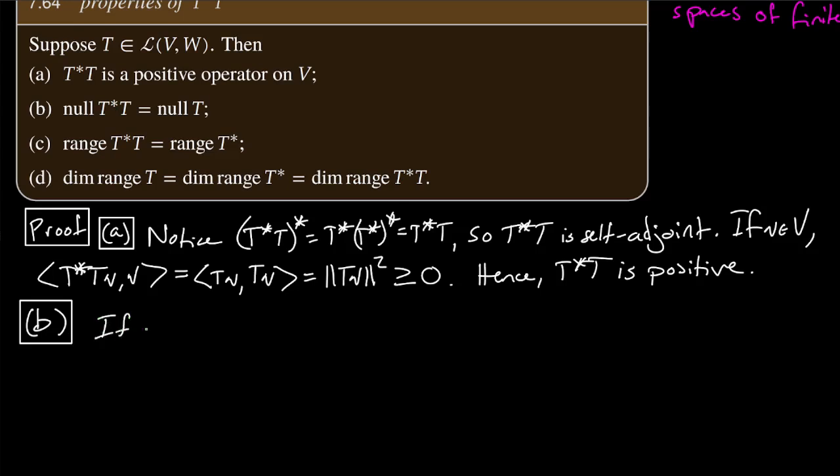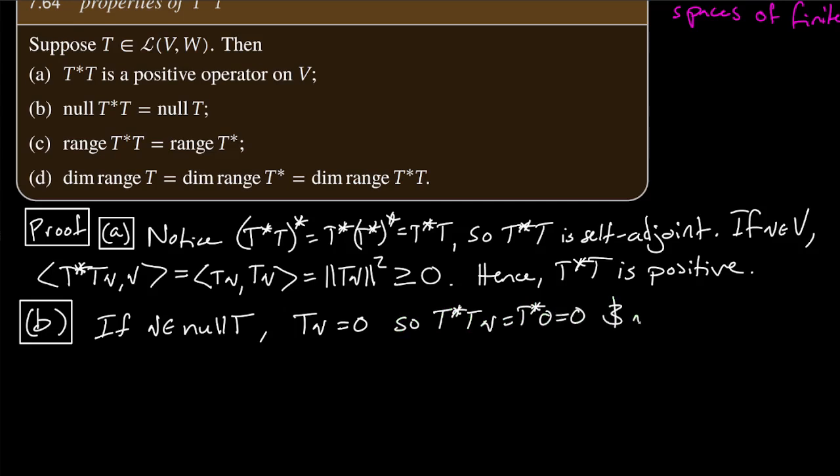So first off, if V is in the null space of T, TV is equal to 0. So T star T V is equal to T star of 0, which is 0. And V is in the null space of T star T. Hence, null T is contained in the null space of T star T.